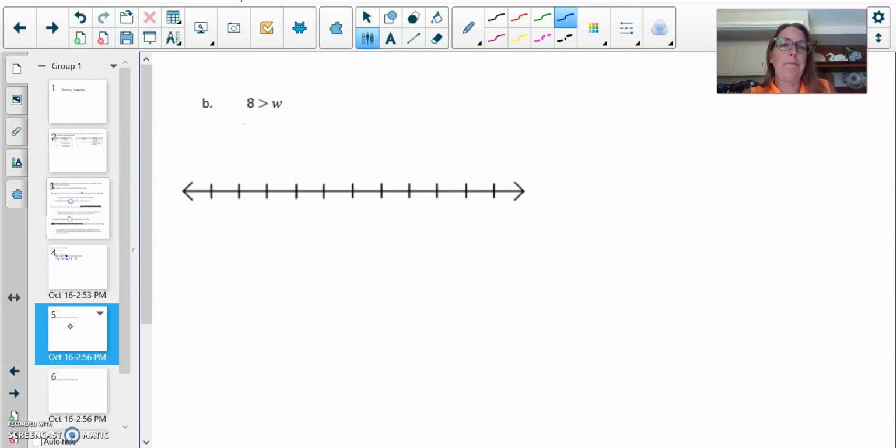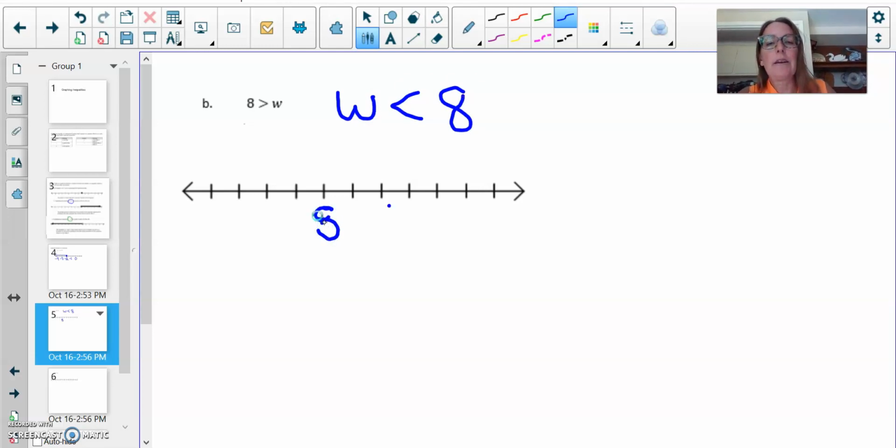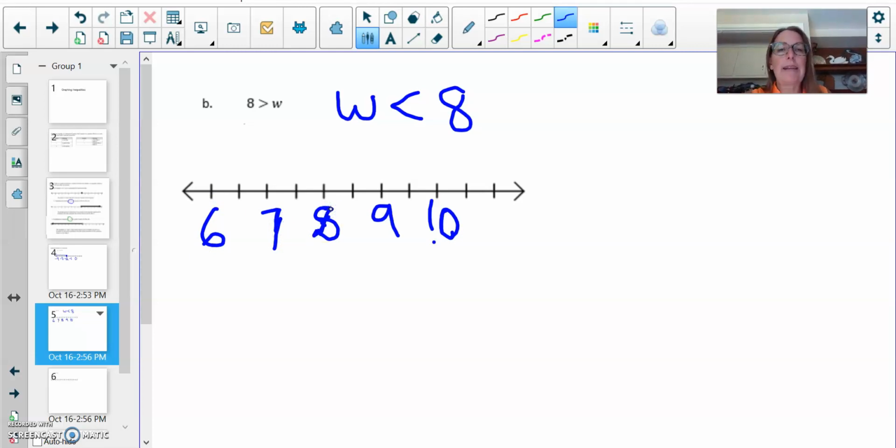My next example, 8 is greater than w. I prefer to rewrite this with the variable written first, so I would rewrite it as w is less than 8. Now on my number line, I put 8 in the middle, go 2 values either side of it. And in this case, there is no equal sign at 8, so I have an open circle at the value 8. And I'm looking at numbers that are less than 8, so I would now shade towards the left.